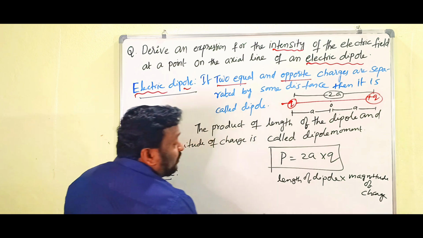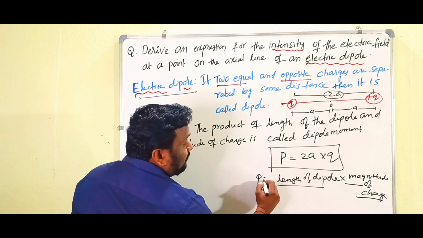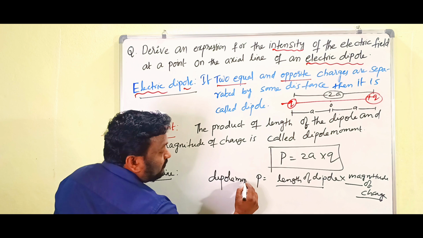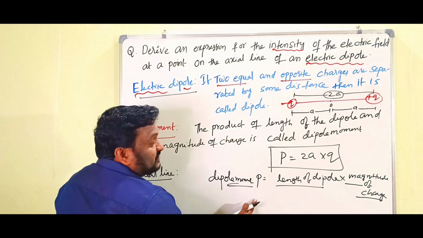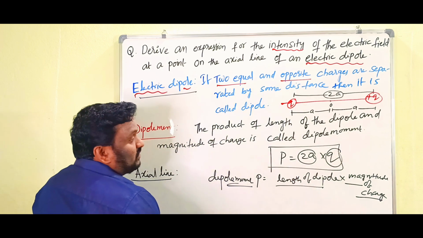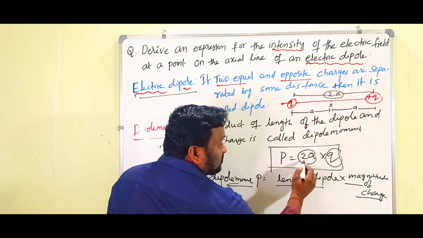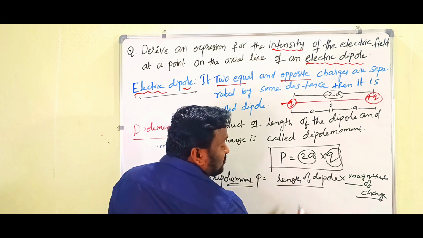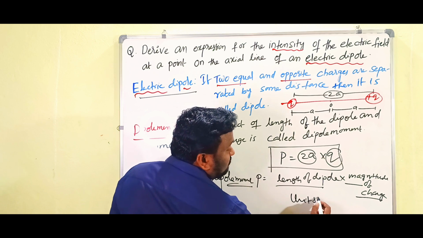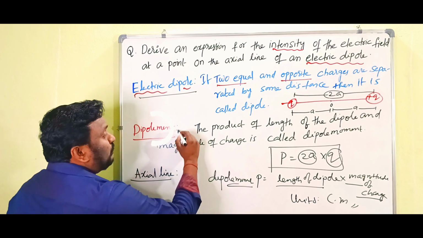The product of the length of the dipole and the magnitude of charge is called dipole moment. Dipole moment p is equal to the length of the dipole 2a and the magnitude of charge q. So 2a is length and q is charge. The unit is coulomb meter, which is the unit for dipole moment.